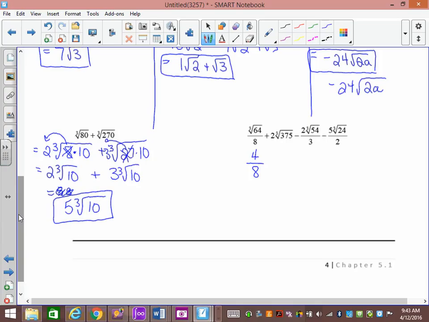375. So I go 375 divided by 8 first. No. 375 divided by 27. No. 375 divided by 64, which is 4 cubed. No. 375 divided by 125, which is 5 cubed. Does that work? Yes. 125 times 3. The cube root of 125 is 5. So I'm going to get 10 cube root 3.